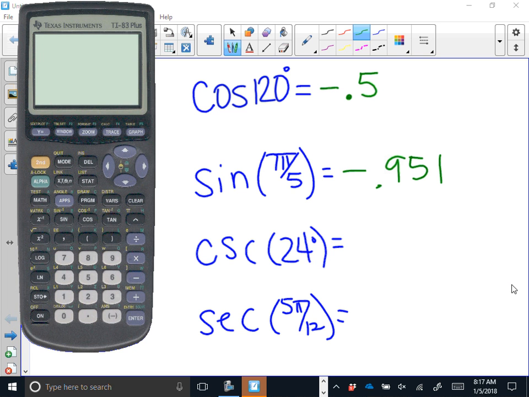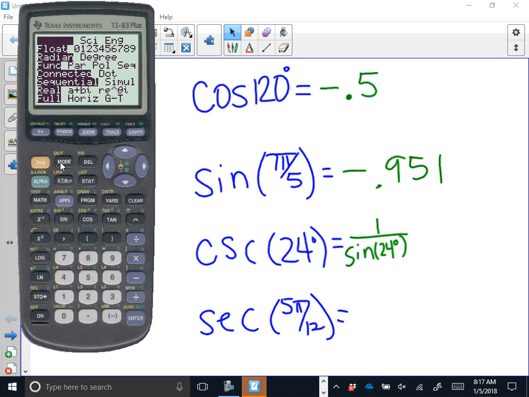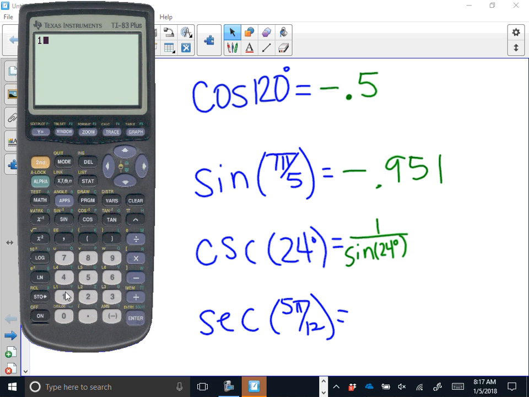Sine. So the cosecant is the same thing as 1 over sine. So if we want the cosecant of 24 degrees, we can type in 1 divided by the sine of 24 degrees. Do we have the sine button on our calculator? Yes, we do. Okay, so we would need to go back to our mode and change it back to degrees. Then, to evaluate the cosecant, we would type in 1 divided by the sine of 24.